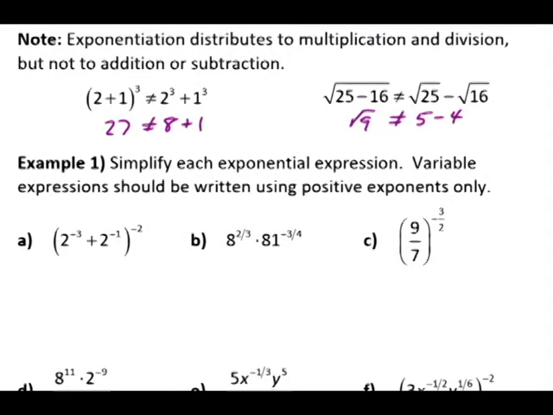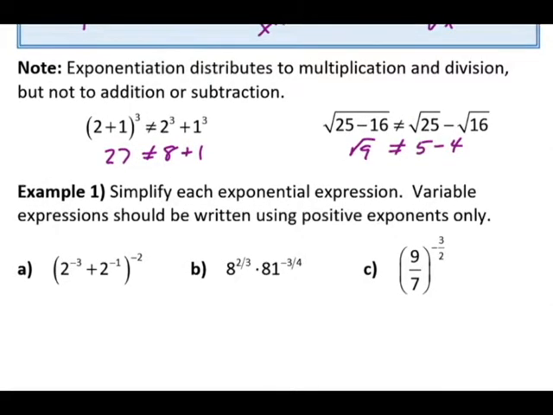Next, let's look at some simplification exercises. For the first expression, we see an example of where we can go horribly, horribly wrong. We cannot distribute that minus 2 to the negative 3 or negative 1. We just saw that exponents don't distribute. So instead, we have to evaluate what's in the parentheses first.